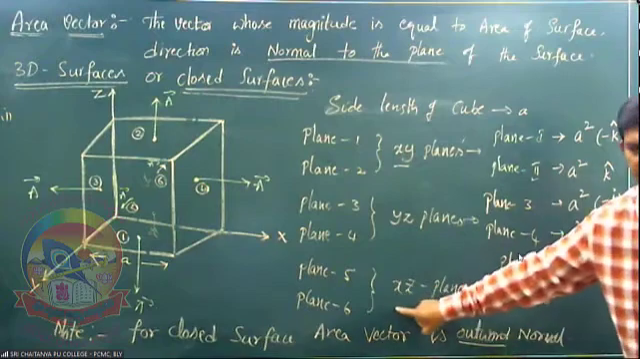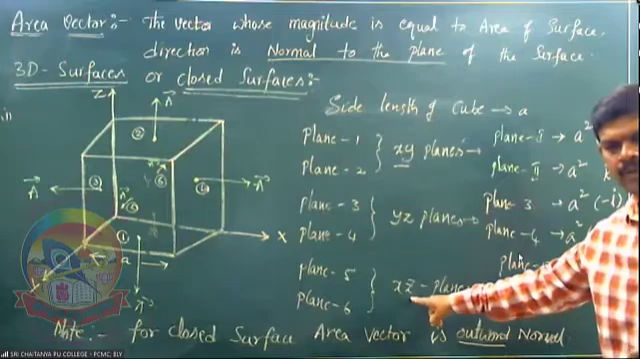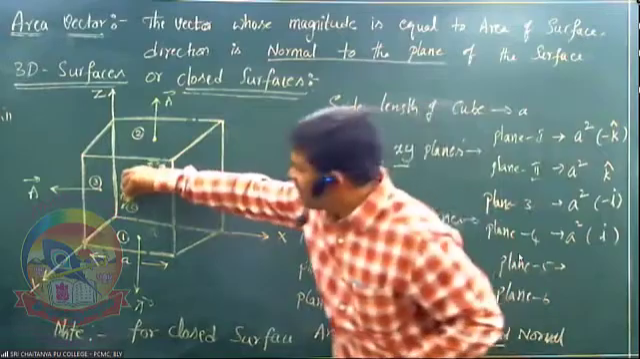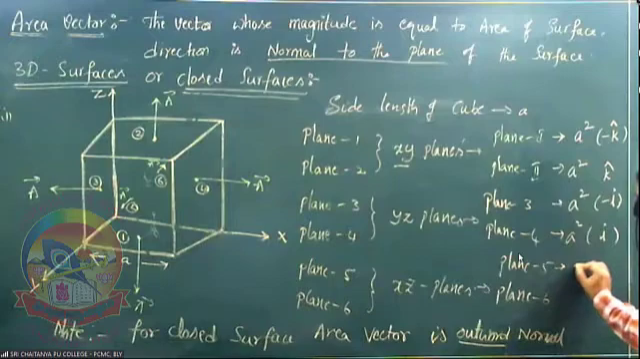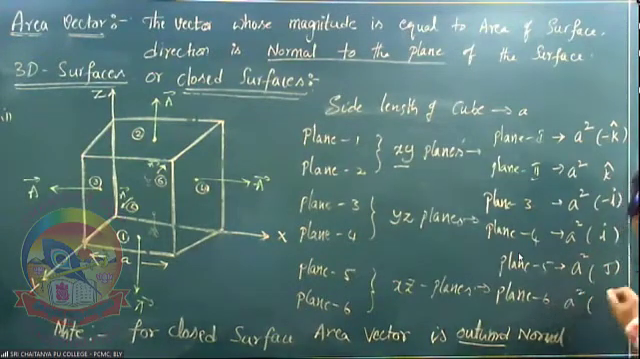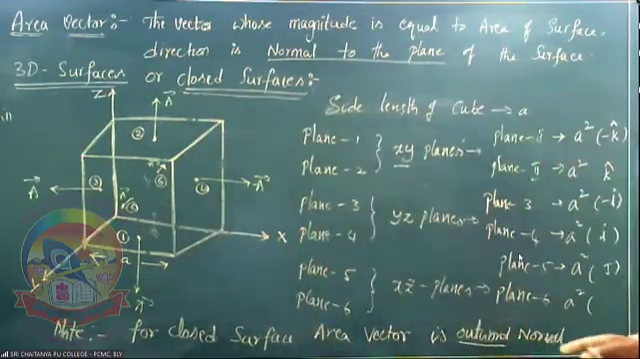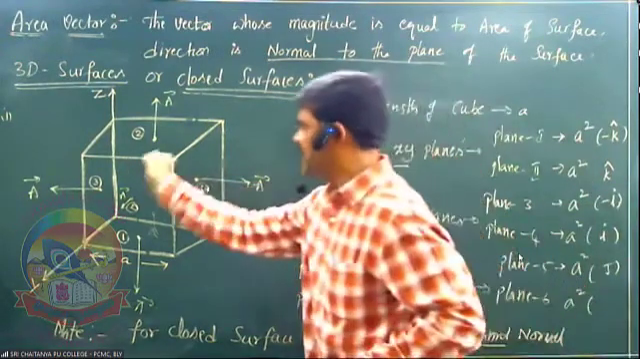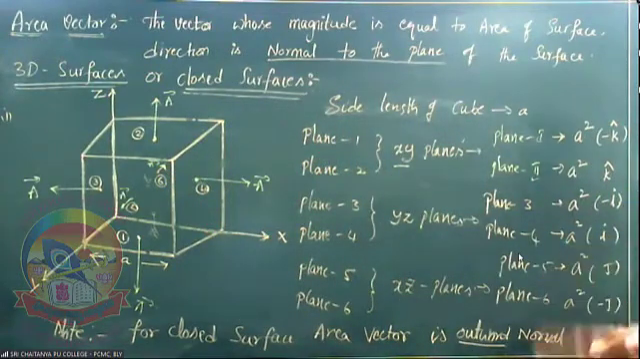Plane, it is xz plane. XZ plane, so area vector is along y-axis. When it is along y-axis, this is outward. For 6, inward. Outward, j. I took this one as 5, right? Okay. 5 outward and 6 inward. For this 6 inward, a square minus j.